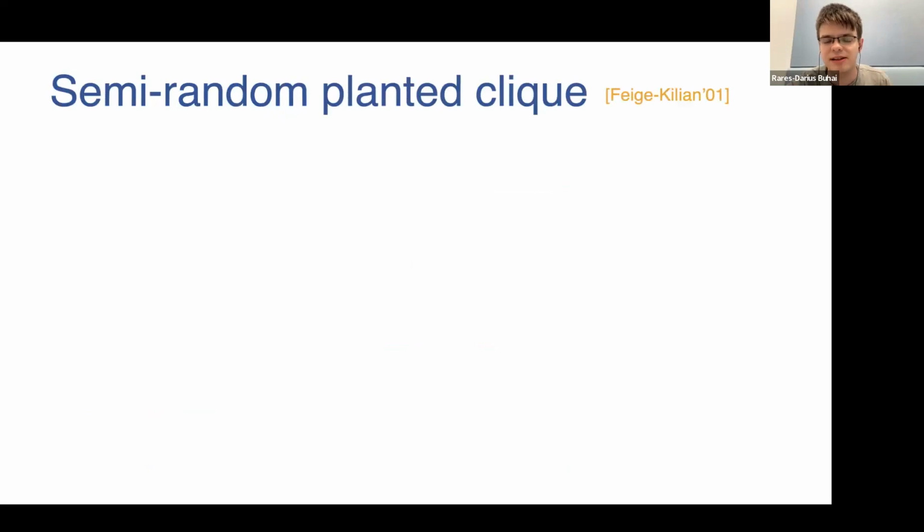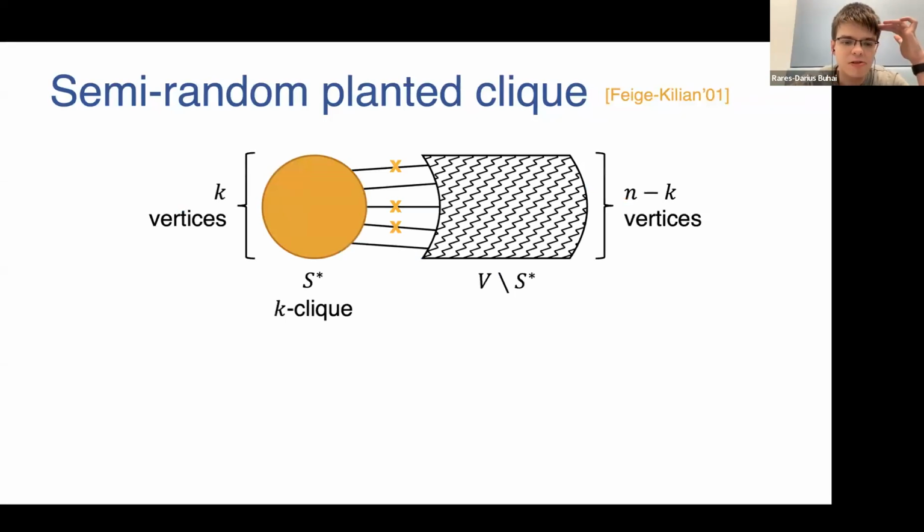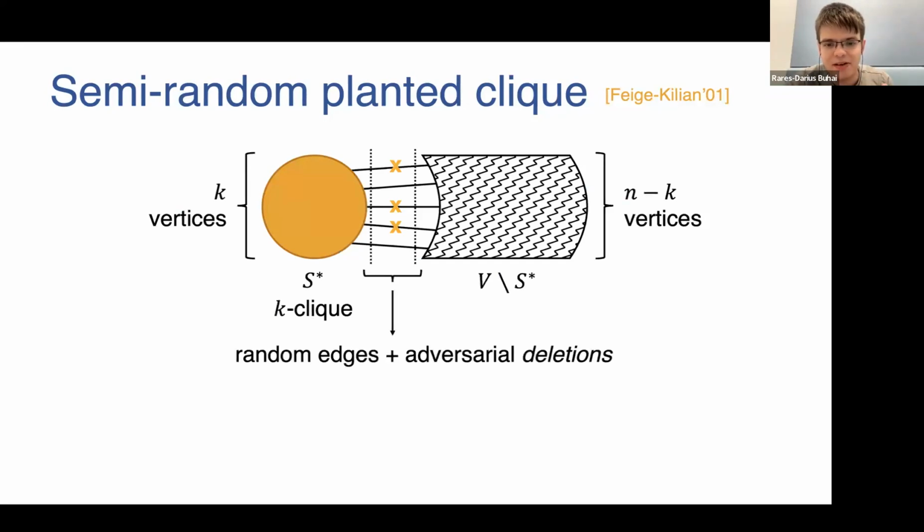So the model that we study here in our paper is specifically one introduced by Feige and Kilian, and it looks as follows. So you still have a k-clique that's planted in a graph, but now, for the vertices between S* and V minus S*, we assume that these edges are generated randomly with probability 1/2, but then an adversary can remove an arbitrary subset of them. So that's between S* and V minus S*. But in V minus S*, we assume that this graph is completely adversarial.